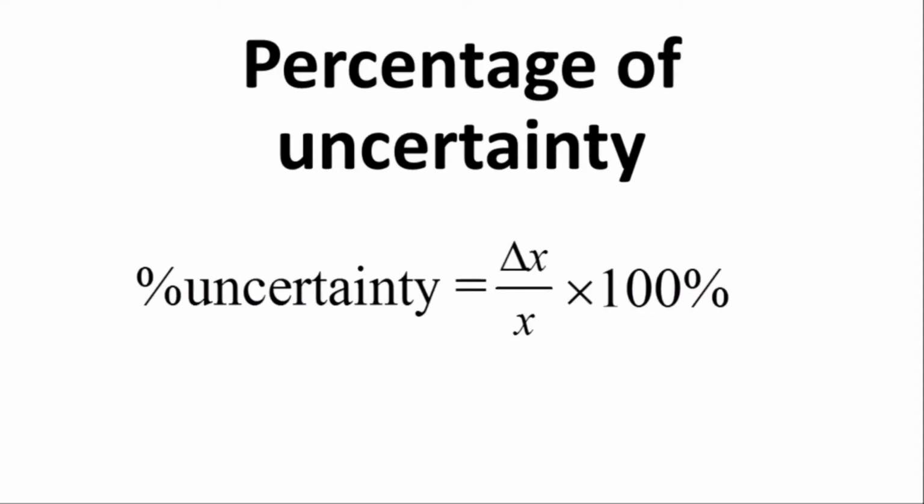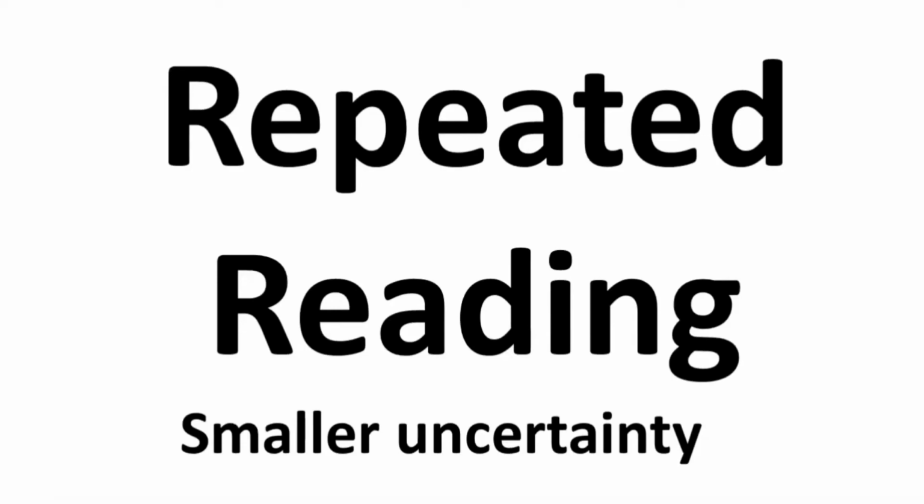We want the value to be small. Remember when I said uncertainty tells about the quality of measurement. The smaller the value of the percentage of uncertainty, the better the measurement. That is it for a single reading measurement.